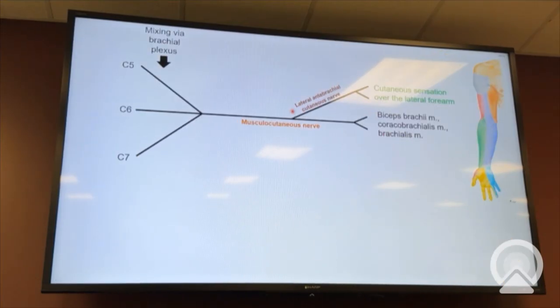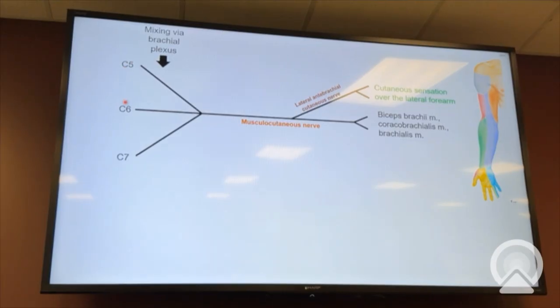So let's do a thought experiment together here. Let's consider a nerve, the musculocutaneous nerve. The musculocutaneous nerve, via the mixing of the brachial plexus, is derived from C5, C6, and C7. Remember, the three musketeers? So from C5, C6, and C7, they mix together via the brachial plexus. There's a lot to be said about that part, right? And they form the musculocutaneous nerve.